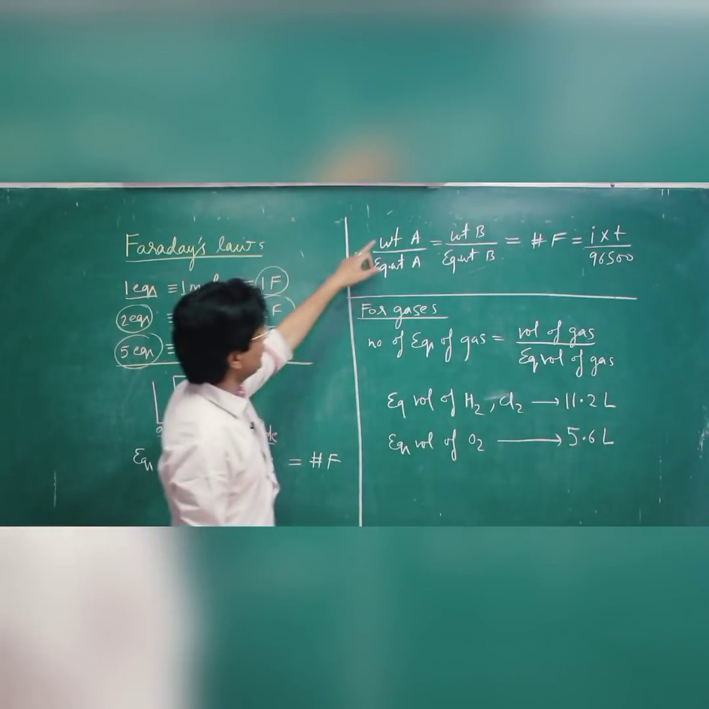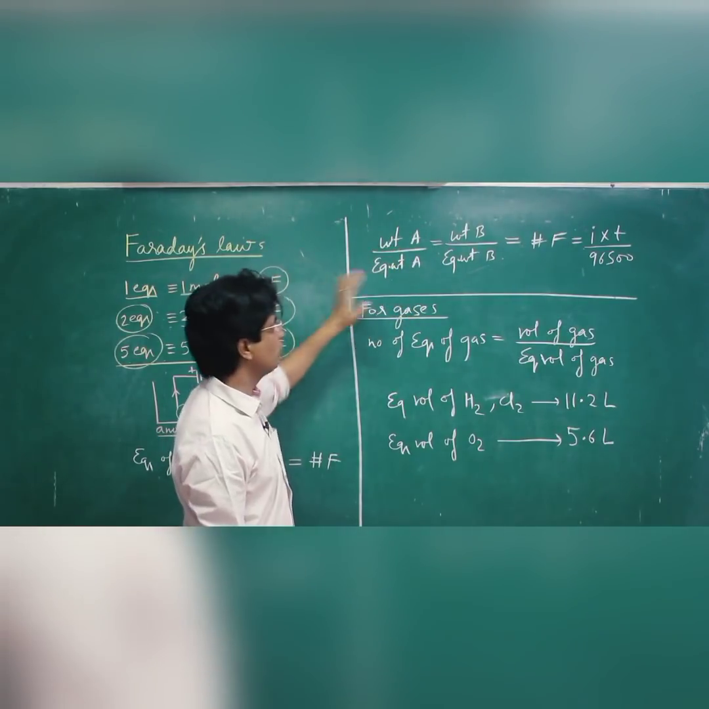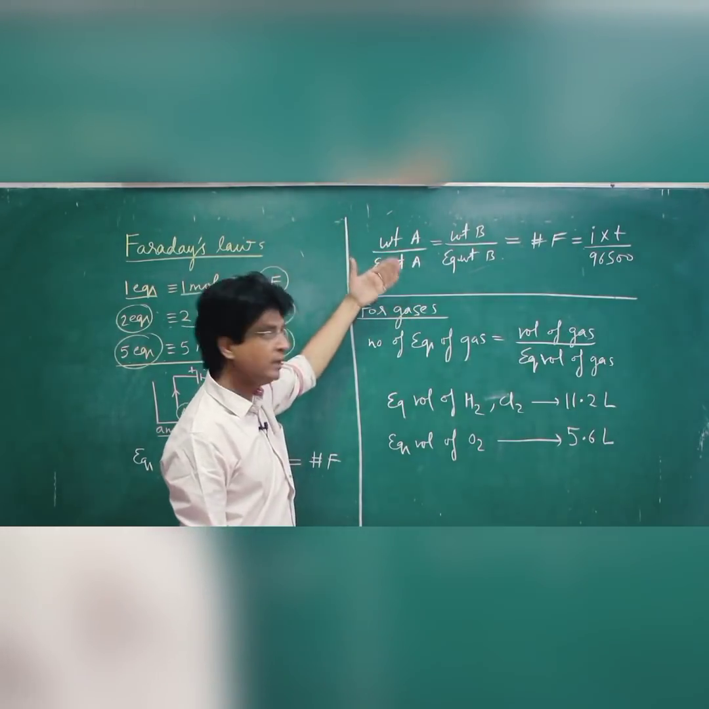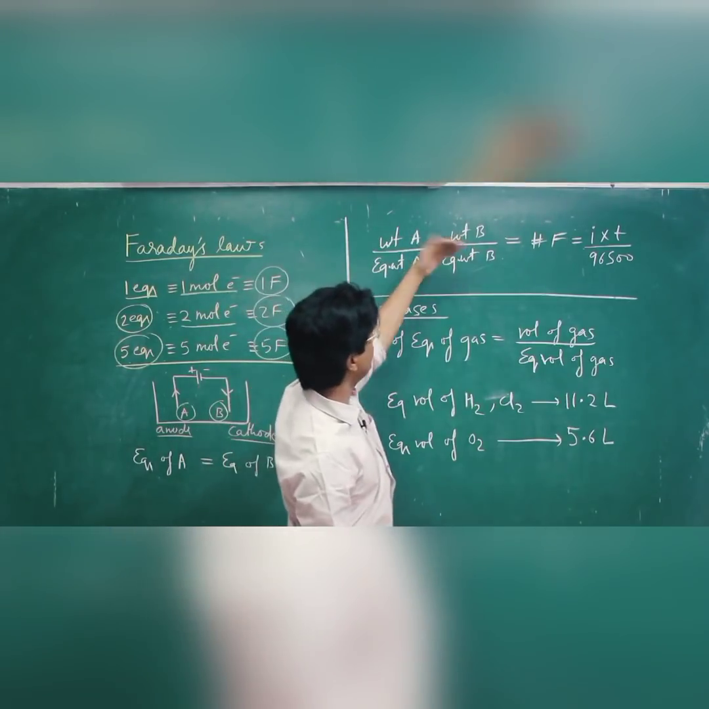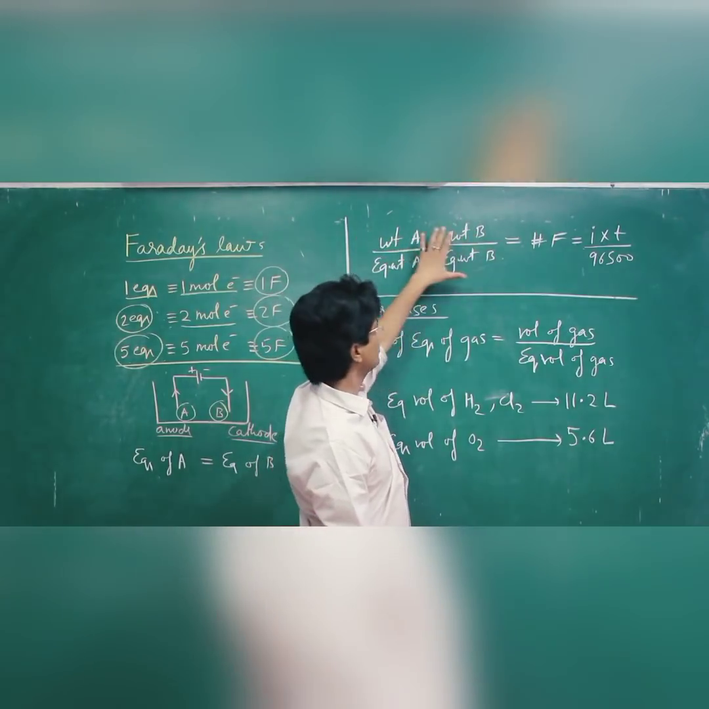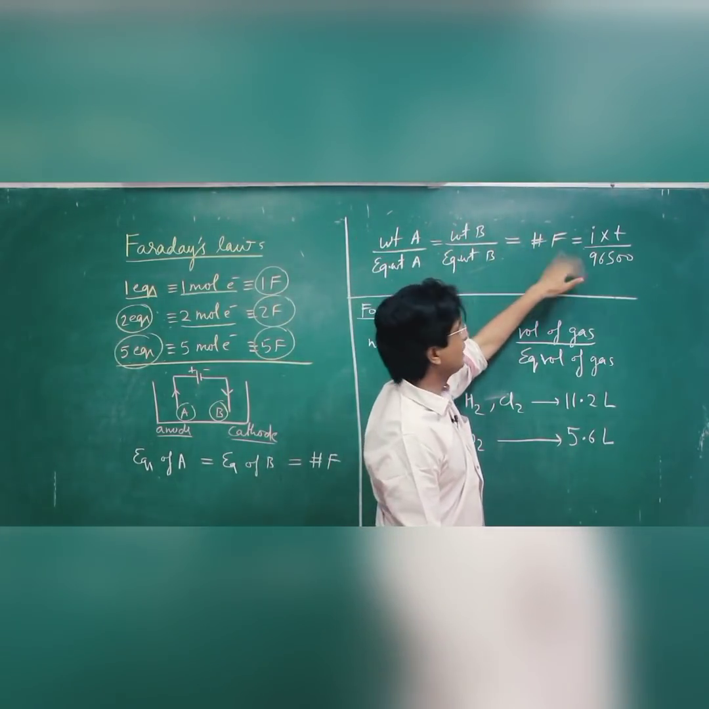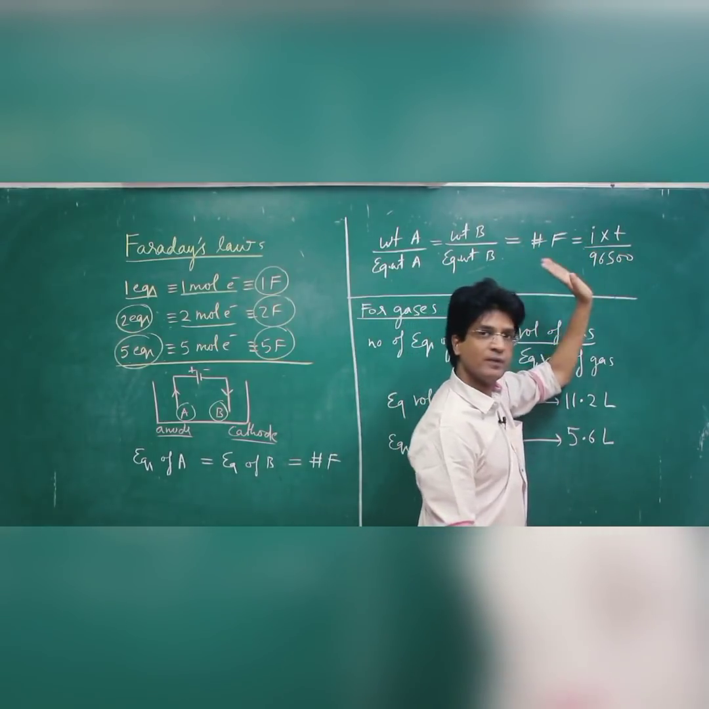That is nothing but weight of A upon equivalent weight of A. I can express number of equivalents in the form of weight of A upon equivalent weight of A. Similarly, equivalents of B will be weight of B upon equivalent weight of B. They both should be equal, and this will be equal to number of Faraday. Number of Faraday is nothing but current into time upon 96500.